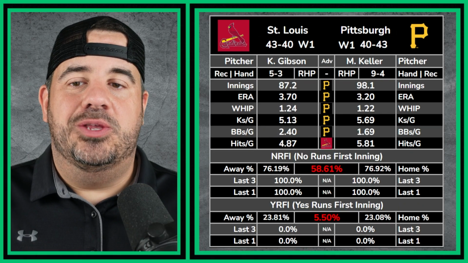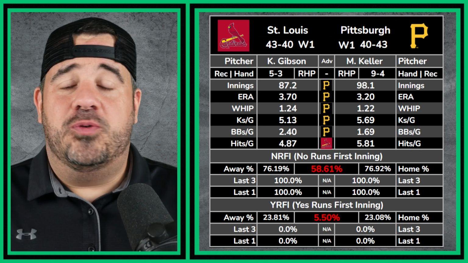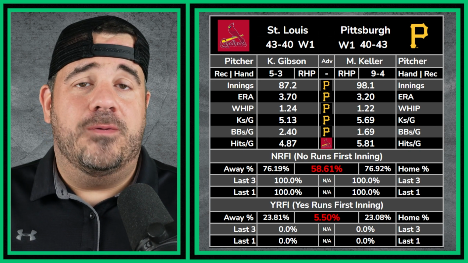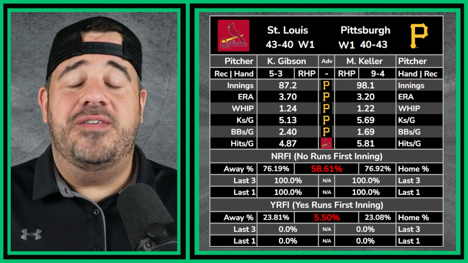All right, next up, we got St. Louis and Pitt. We got Gibson 5-3 with a 3.7 up against Keller 9-4 with a 3.2. Nerfy is at 58.6.